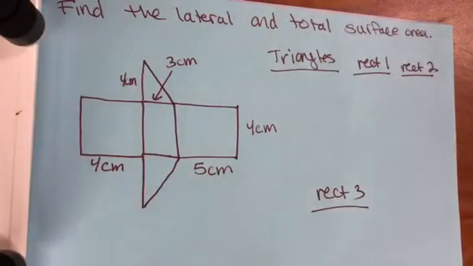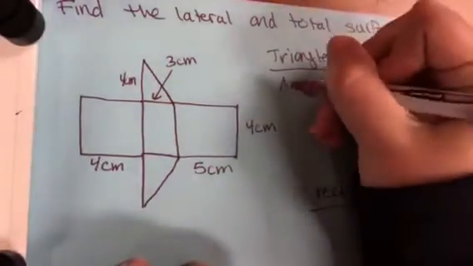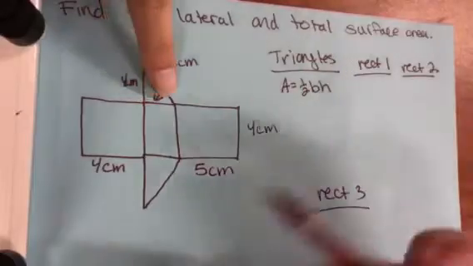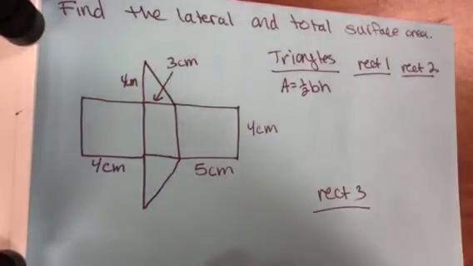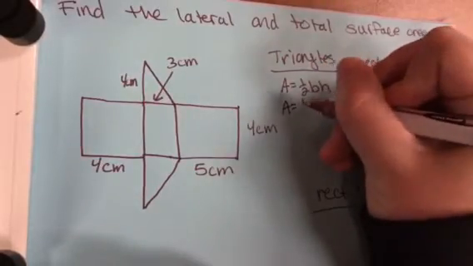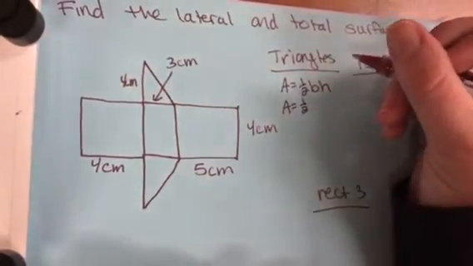So for our triangles, the area is going to be area equals half base times height. Our height is 3, our base is 4. Are the triangles the same? Yes, because it's a prism. The bases are equivalent, congruent.